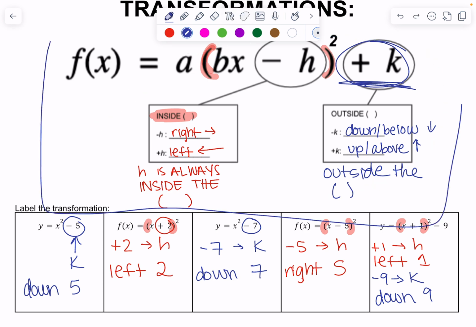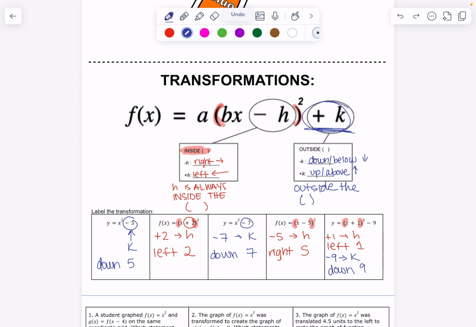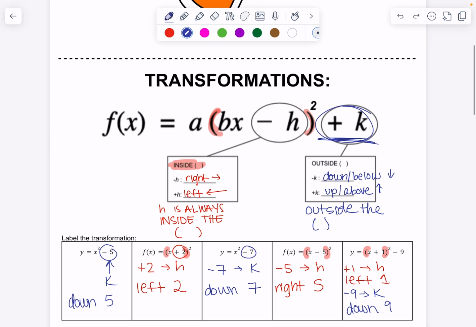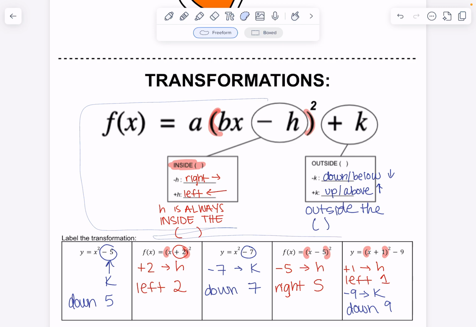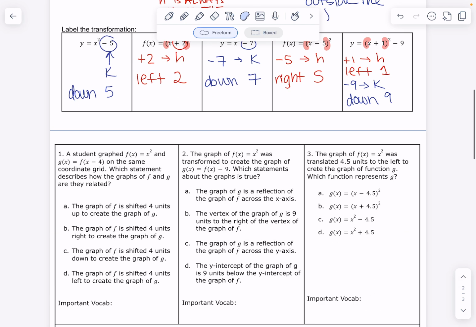So when we do independent practice, do not put this note page up. You need it. Okay? So let's go ahead and delete this part real quick, and we are going to copy this. So I have it for the notes on the bottom.